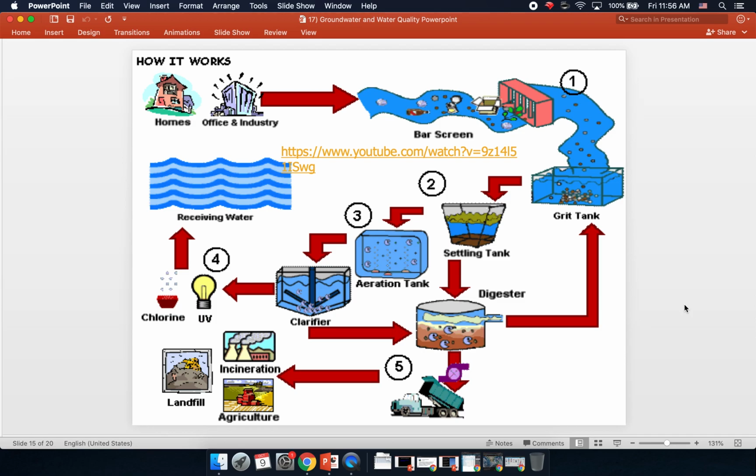Now, here's an example of how wastewater treatment works, and this may vary from plant to plant, but it just goes to show you there's a lot of processes that it goes through in order for your water to be cleaned up and be suitable for consumption again.